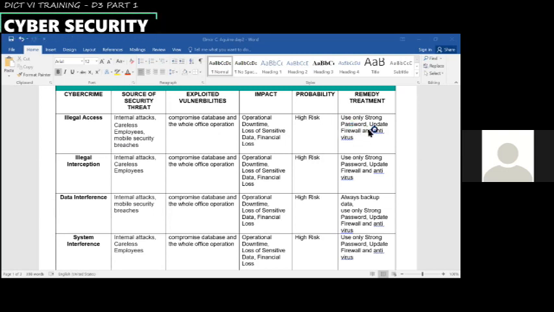So what are the possible remedies? Use strong passwords. As I have said, if we could add another password, aside from the username and password, then we could use the device signatures. That's why we could improve and update firewall settings and antiviruses. Then we have the illegal interception.